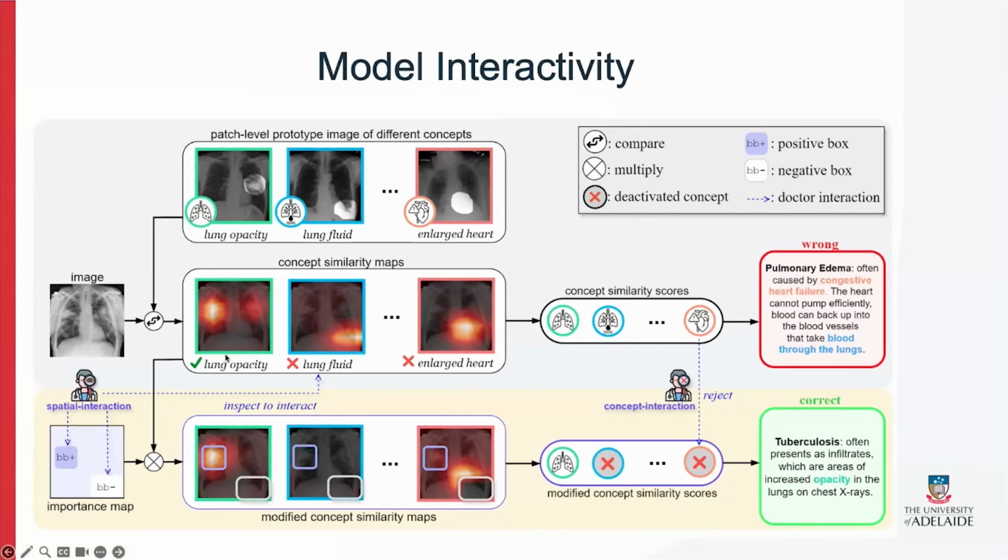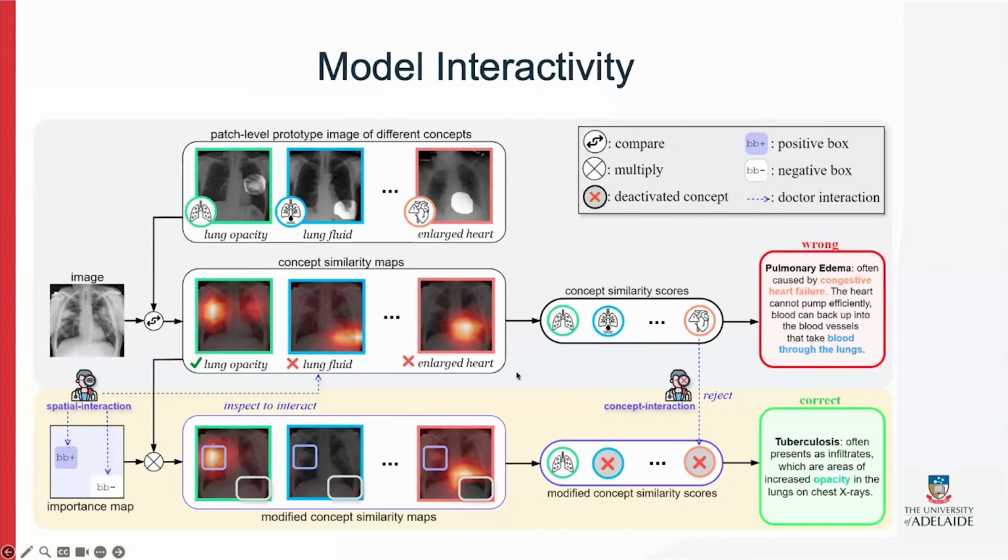And here we just take the maximum of these maps to get the concept similarity score and predict this image as pulmonary edema, which is often caused by congestive heart failure. When the heart cannot pump efficiently, blood can back up into a blood vessel that takes blood through the lungs.